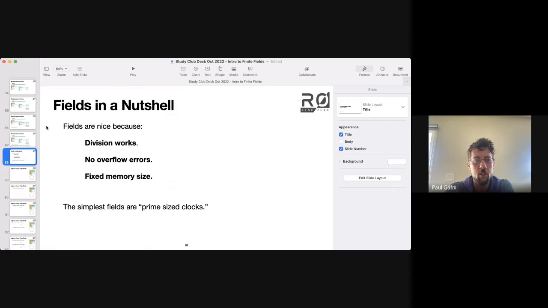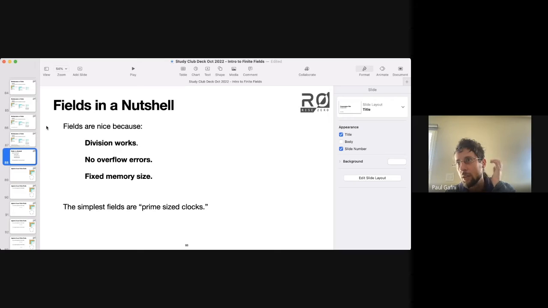There are a few really nice advantages of fields. If you are writing a typical program and are going to write division, you have to worry about your types. If you take 2 integers and divide them, you don't get another integer. And that's kind of annoying. And that just doesn't happen here. So there's no concern about being able to do division.